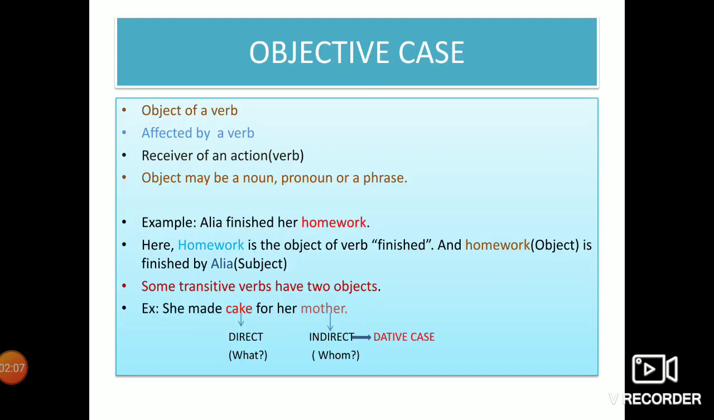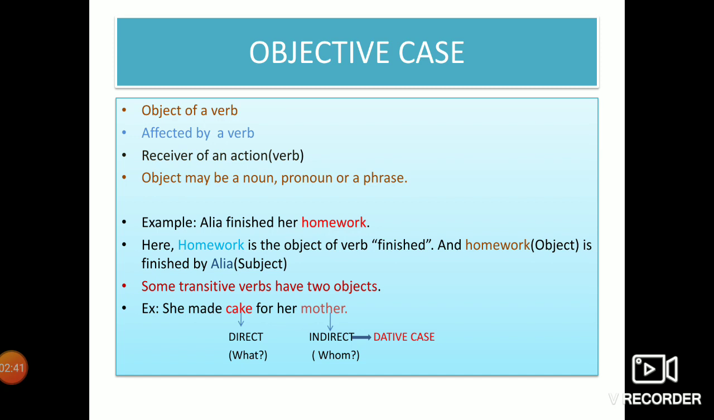Second is objective case. When a noun or pronoun acts as an object of a verb, then it is in objective case. Object is the receiver of an action. Object may be a noun, pronoun, or phrase. For instance, Alia finished her homework. Here, homework is the object on which action is being done, and it is the objective case of a noun.